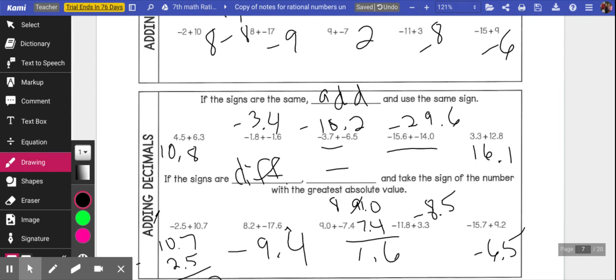Okay, there's your answers. Make sure that you're looking to make sure you have the negative sign when you need to have it. Okay, this second to last is a negative 8.5, and this one's negative.